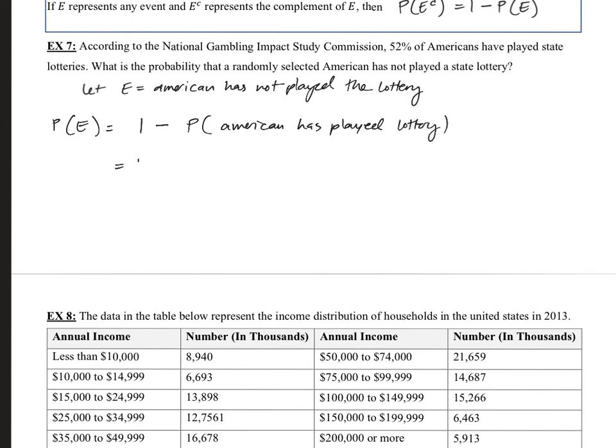And we know that probability. The probability of Americans who have played the lottery is 0.52. So doing this subtraction, we get 0.48 is the probability of Americans that have not played the state lotteries.